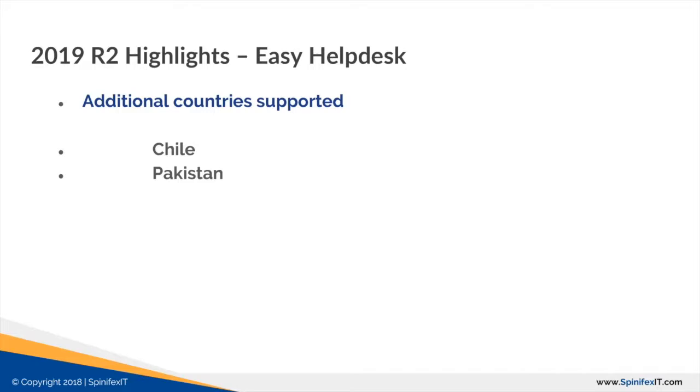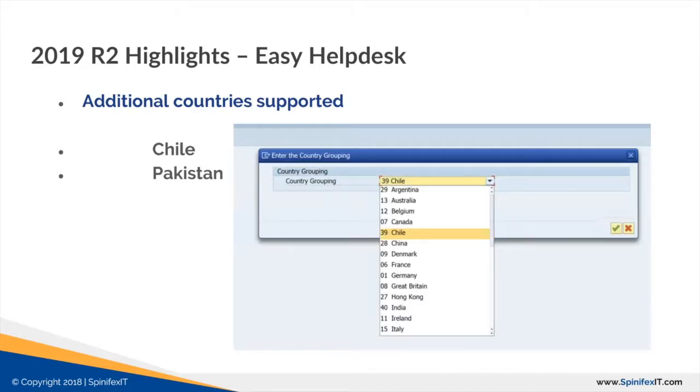In the system, you see this by following the menu path of configuration, menu maintenance. This is inside of Easy Help Desk, configuration, menu maintenance, where you'll now see both of those countries listed in the drop-down list of available countries. Here I'm showing you the drop-down, and you're just going to have 2 more listed there.